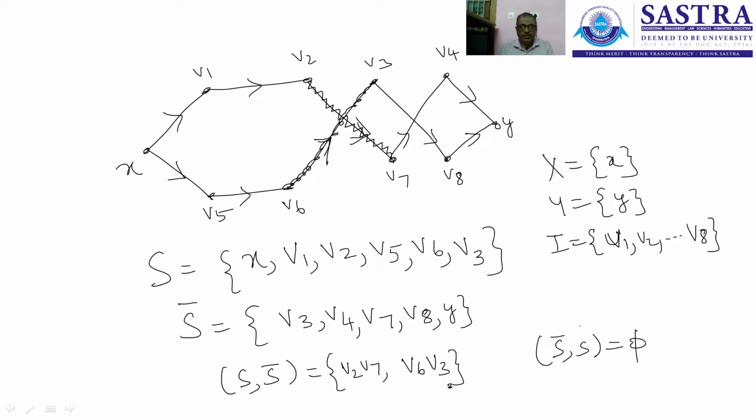In fact, I will call this a cut later. When I remove these two edges, the components S and S bar get disconnected. The graph gets disconnected, and therefore it will be called a cut. You have to remember these terminologies.